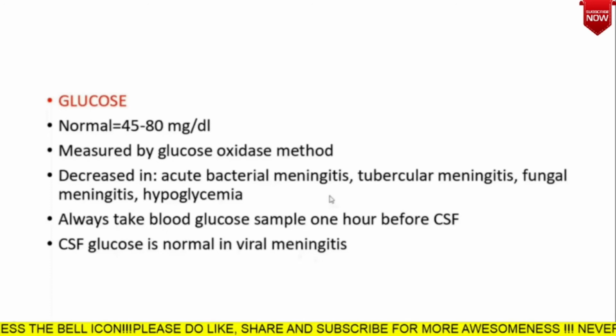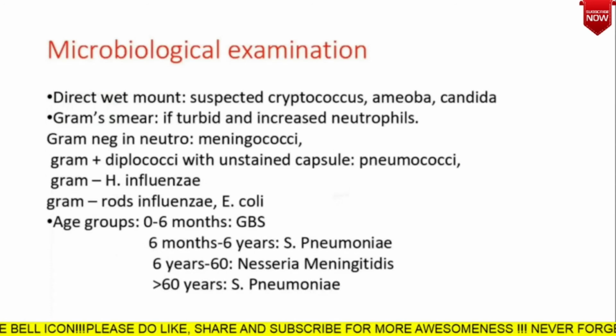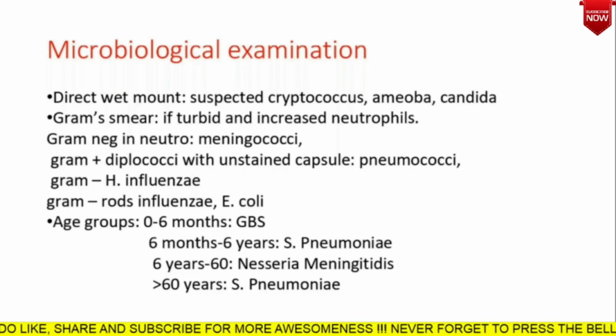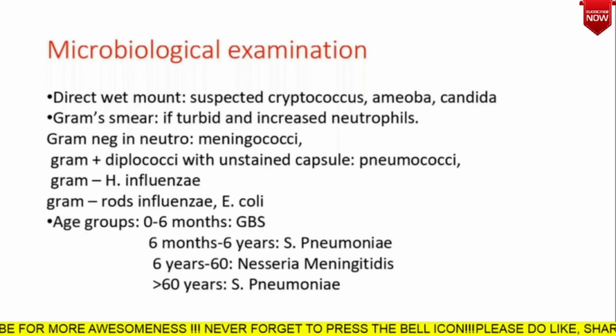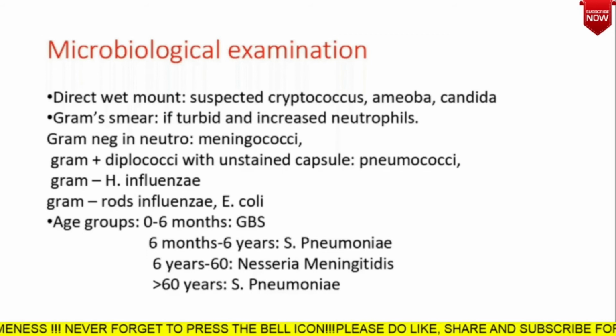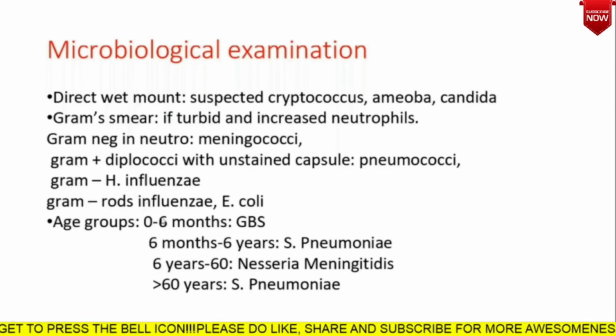This is very important. Now, microbiological examination could include direct wet mount, which could show a suspected cryptococcus, amoeba, or candida. Gram smear will get done if the sample is turbid and there are increased neutrophils. So you will find gram-negative organisms within the neutrophils in meningococci, gram-positive diplococci with unstained capsule in pneumococci, and gram-negative organisms again in H. influenzae, and gram-negative rods are seen in E. coli.